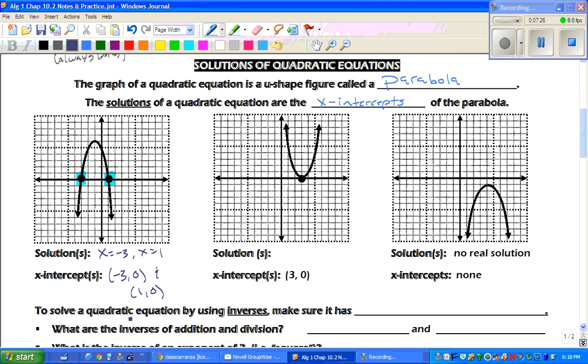Okay, for the next one, what's my solution? There's only one. Okay, it's right there. You should be saying x equals 3 right there. All right, let's just point at these so we know that that's what we're talking about. And for the last one, it doesn't cross the x-axis, so there's no real solution. Okay, we talked about the little lazy bums. I don't want to write no real solution. Okay, you can write NRS, that's okay.